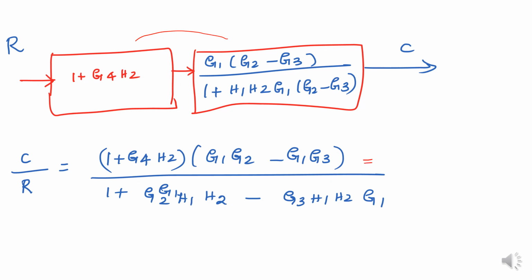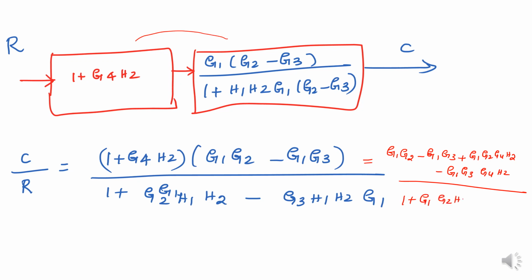So you have to expand the numerator terms. So G1 G2 minus G1 G3, then the same term is multiplied with G4 H2. So G1 G2 G4 H2 minus G1 G3 G4 H2. So whole divided by 1 plus G1 G2 H1 H2 minus G1 G3 H1 H2. This is the transfer function of the given block diagram.